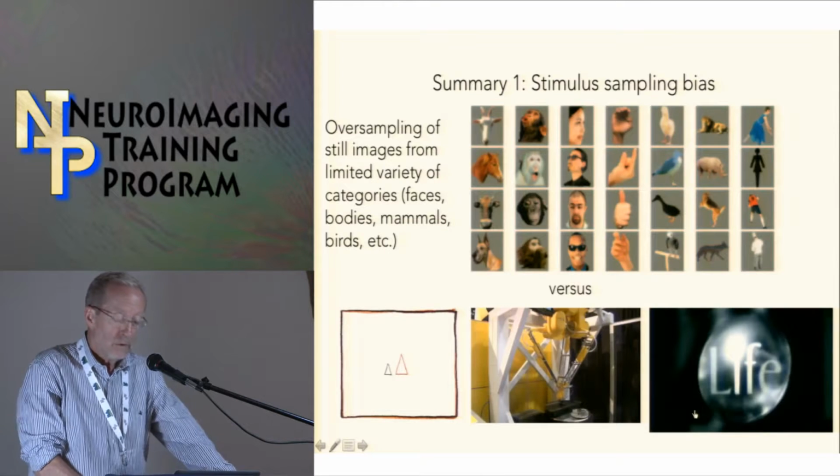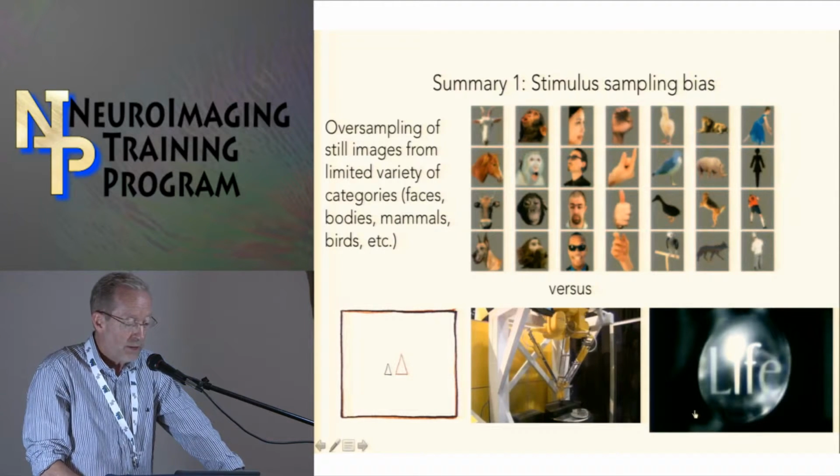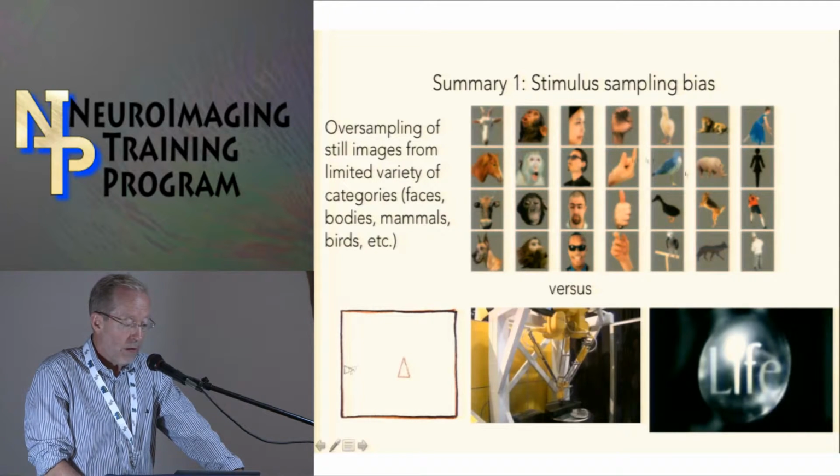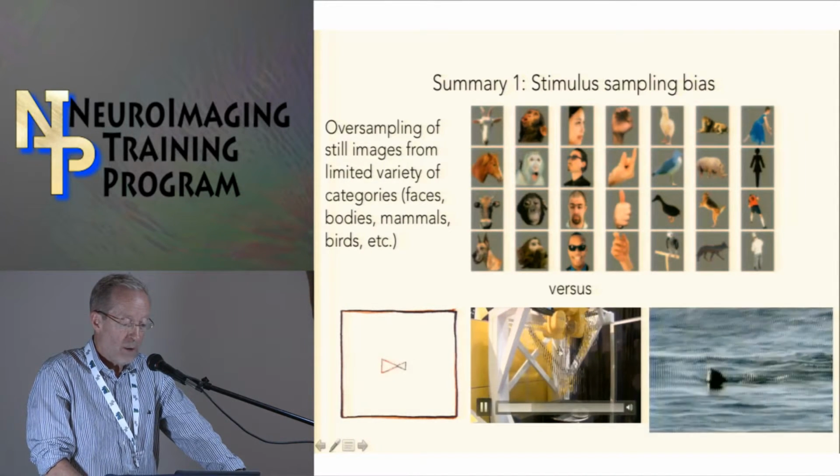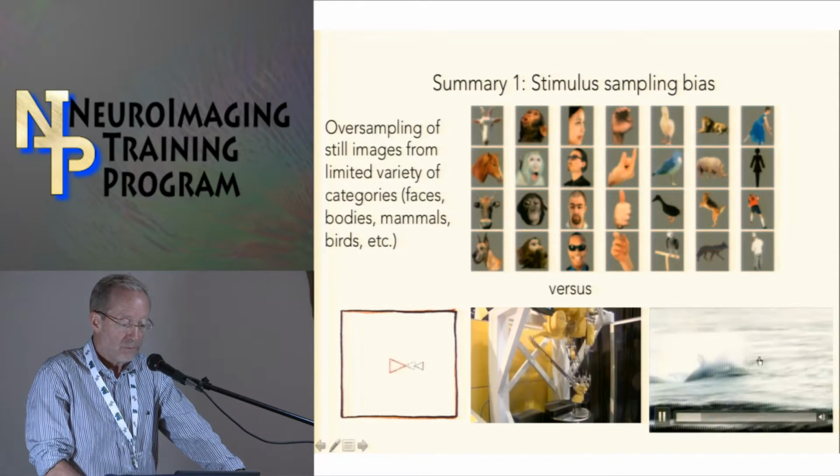So let me summarize what I've been trying to say here. First of all, there's a stimulus sampling bias. So studies have been dominated by looking at the responses to still images from limited pre-selected categories like faces and hands and bodies. I regret using Kanwisher's stimuli because this is a very rich stimulus set of still images as compared to these kinds of dynamic stimuli, like the Heider-Simmel animations, robots, or behaving animals.